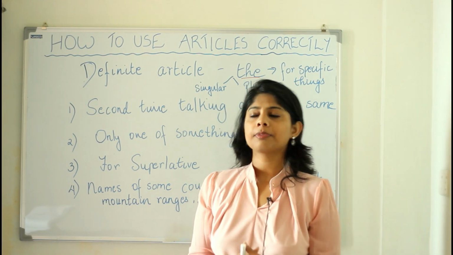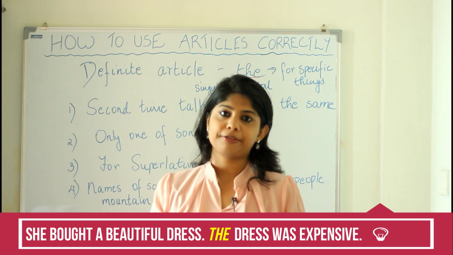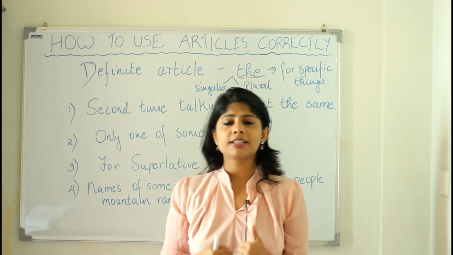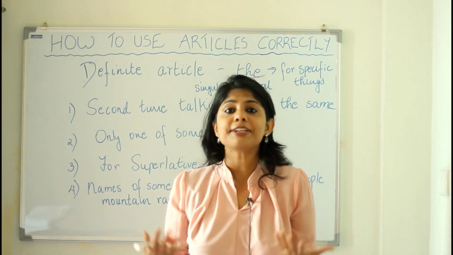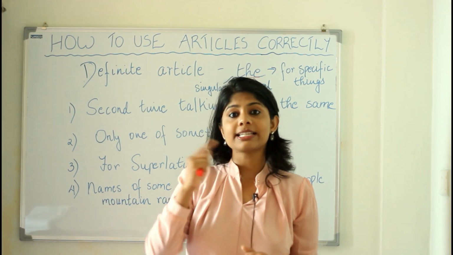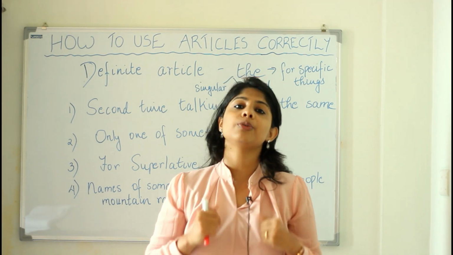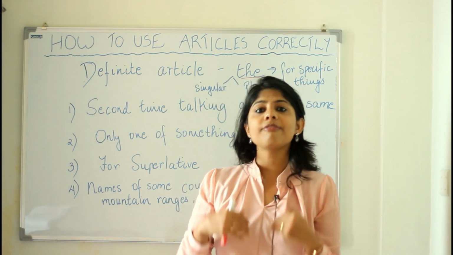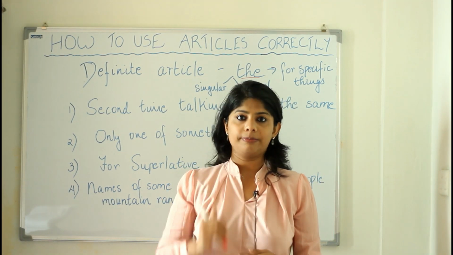For example, she bought a beautiful dress. The dress was expensive. Now, if you see in the first sentence, we have used an indefinite article because there was no clarity about the dress. But now, in the second sentence, we clearly know which dress we are talking about, and hence we use the definite article. So, whenever we repeat a particular thing in the next sentence, we use the.